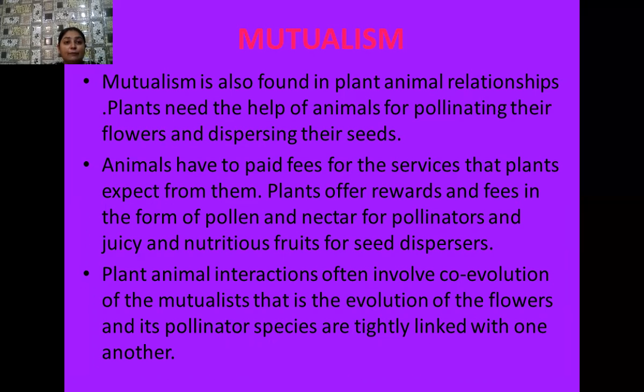But these animals have to be paid fees for the services that the plant expects from them. So plants generally offer rewards and fees in the form of pollen and nectar for these pollinators. And juicy and nutritious fruits are also available from the plant for these seed dispersers. So this plant-animal interaction also involves co-evolution of the mutualists. That is, the evolution of the flowers and the pollinator species are tightly linked with one another.